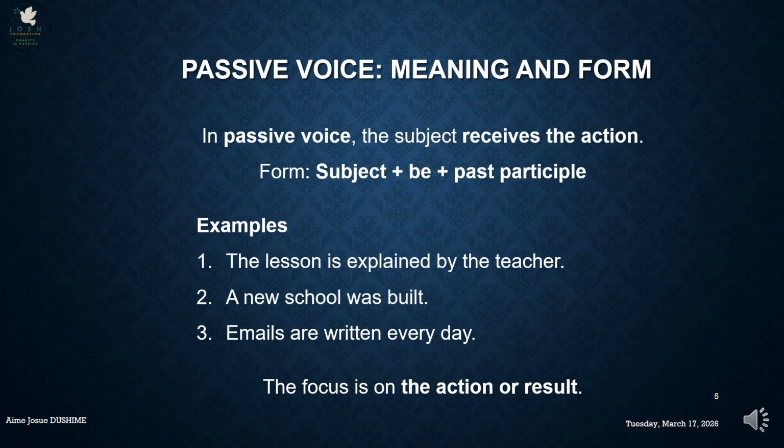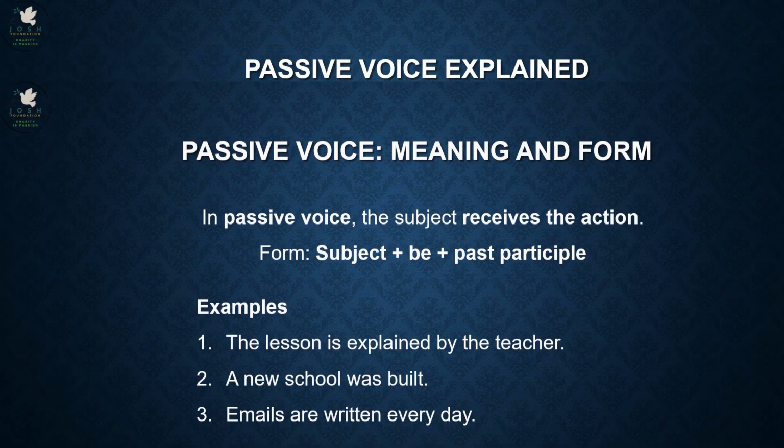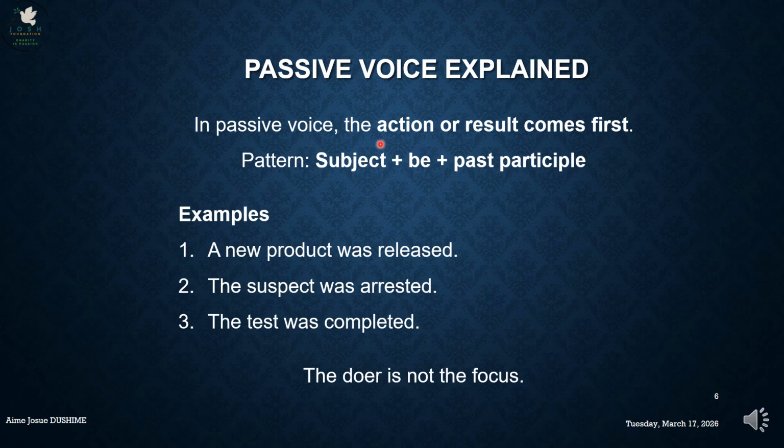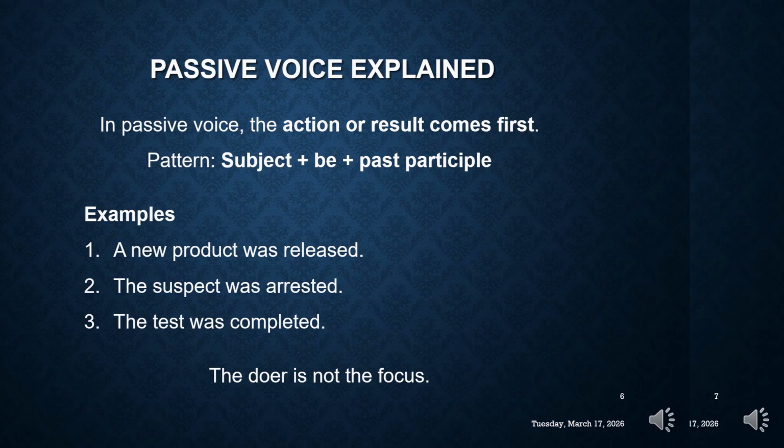We are trying to be more objective. Let's see passive voice more explained. As I said, the action or result comes first, and I said that subject, be, V3, like a new project was released, the suspect was arrested, the test was completed. The doer is not the focus. The focus is the action or the results. That's what I was trying to explain in the previous slide.